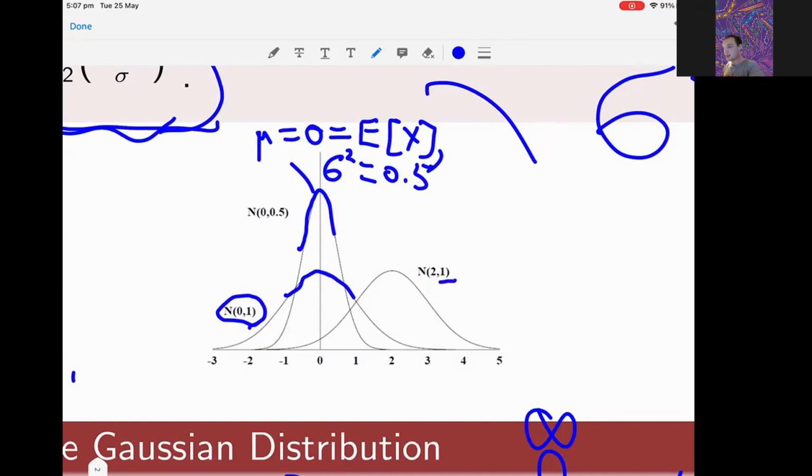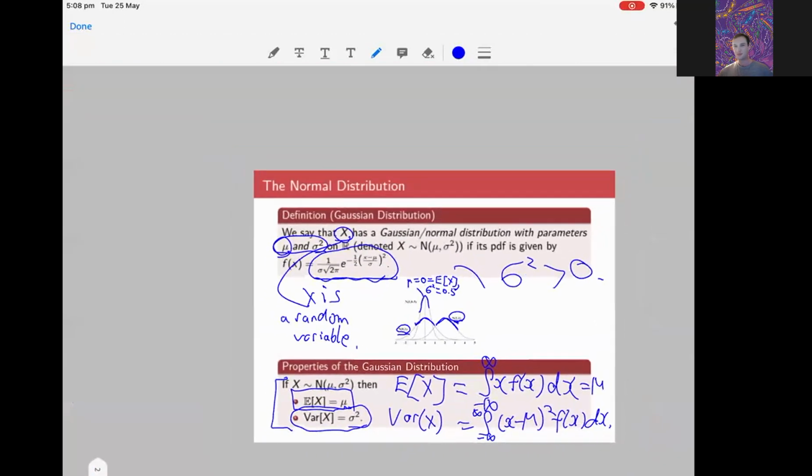On the other hand, if we look at the normal distribution with parameters mu equals 2 and sigma squared equals 1, the variance is the same as this one, but it's centered at a different location. So the rough structure of these two peaks is the same. It's just that one is centered at mu equals 2, whereas the other is centered at mu equals 0.